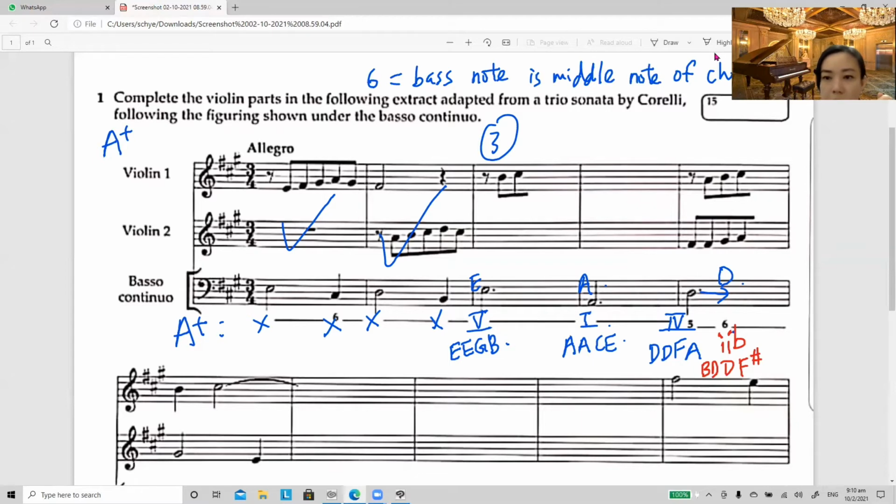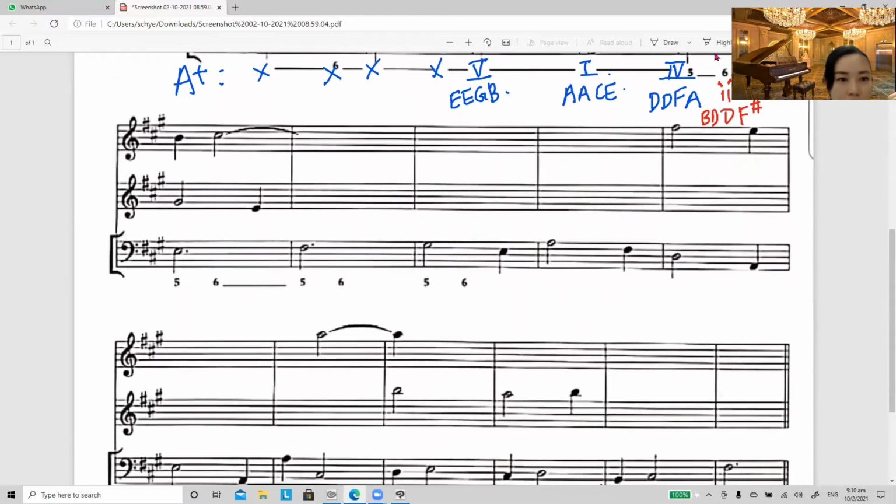So this is a B, D, D, F. Okay, so the next bar is already fully done. This whole bar is fully done, so we don't need to do anything. Next bar is F, A, C.